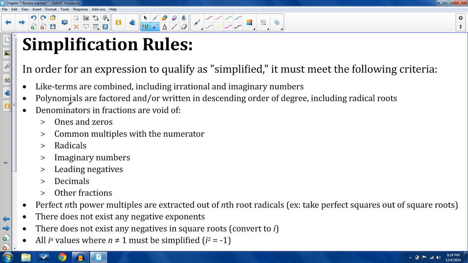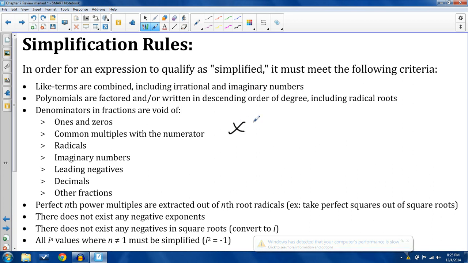These are things that I didn't get out of a book or online. I wrote these out, so forgive me if I state them wrong, and especially forgive me if I'm leaving a lot of things out. But in order for an expression to qualify as simplified, it must meet the following criteria. First of all, like terms have to be combined, including irrational and imaginary numbers.